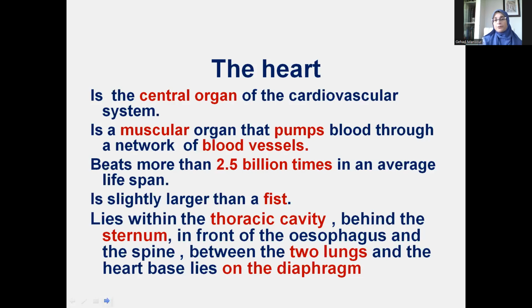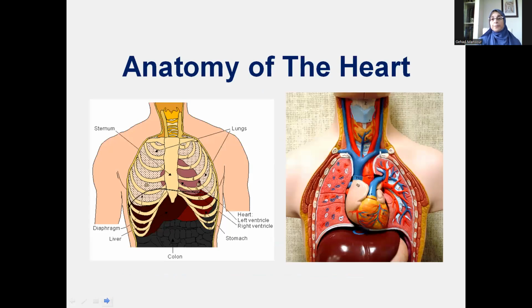Of course, the anatomy of the heart is important. If I ever ask you to describe the anatomy of the heart, you would say that it lies between the two lungs and the base. It is very important to know that the base of the heart rests on the diaphragm, and that the axis of the heart is directed downwards and to the left towards the apex.